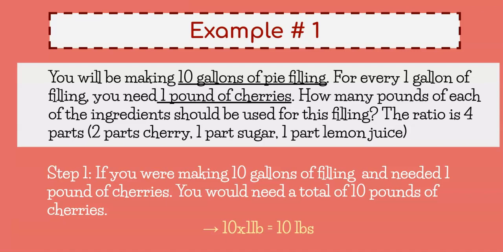Now we don't know how much of what to make 10 full gallons, so that's what we're trying to figure out. So step number 1, you are going to take 10, because you need 10 gallons of pie filling. You're going to multiply that by 1 pound because for every gallon that you're making, you need a full pound of cherries. So 10 times 1, and you're going to need a total of 10 pounds of cherries. That's how we calculated that amount.